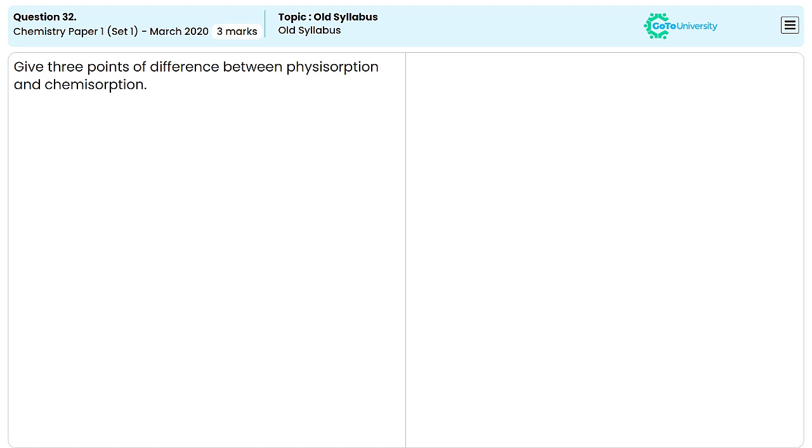Here the question is to write any three differences between physisorption and chemisorption. Physisorption and chemisorption are two types of adsorption processes where molecules adhere to the solid surface. And the differences can be explained as per the given diagram.